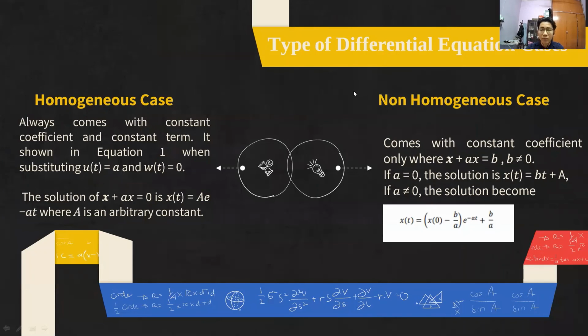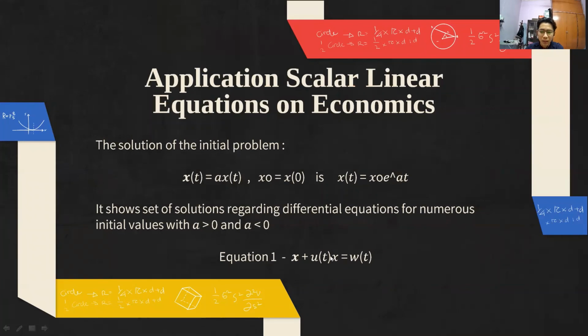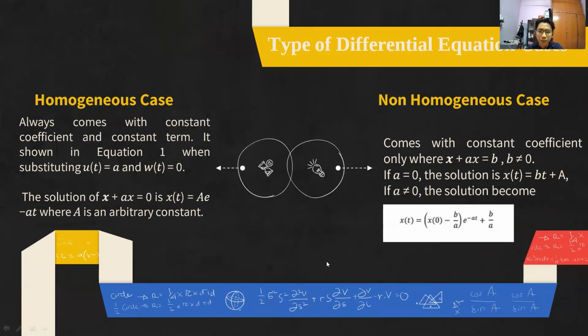There are two types of differential equations. The first case is the homogeneous case, where the homogeneous case always comes with a constant coefficient and constant term. It is shown in equation 1. This is equation 1, x' plus u(t)x equal to w(t). When we substitute u(t) equals a and w(t) equals 0, the equation becomes x' plus ax equal to 0, and the solution is x(t) equal to c exponent negative at, where c is an arbitrary constant.